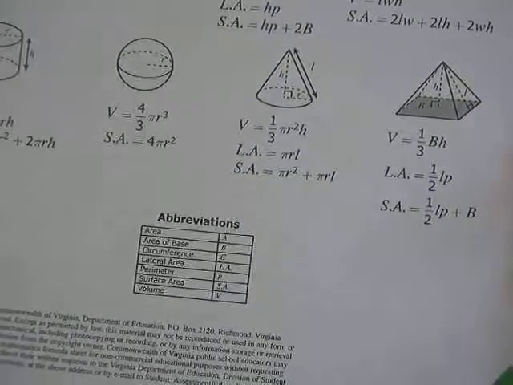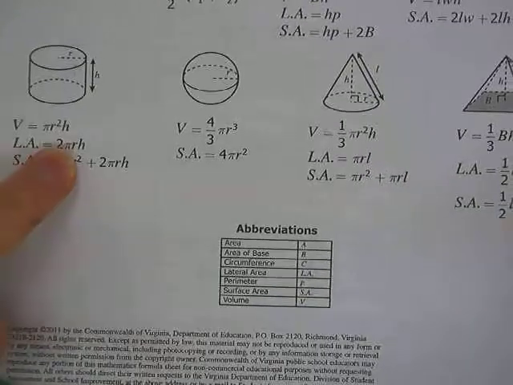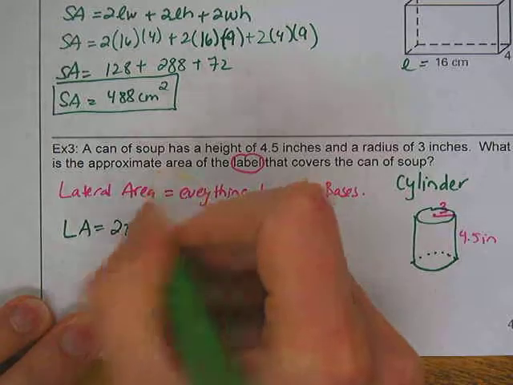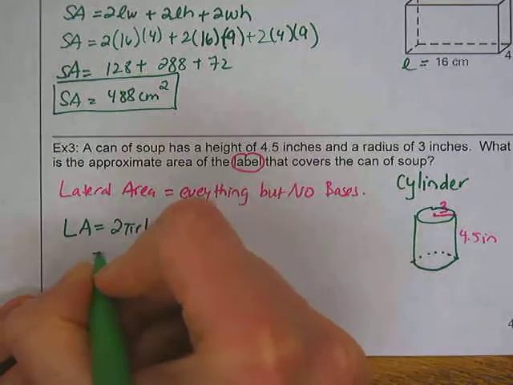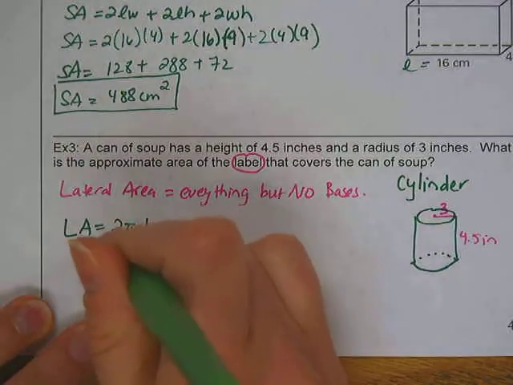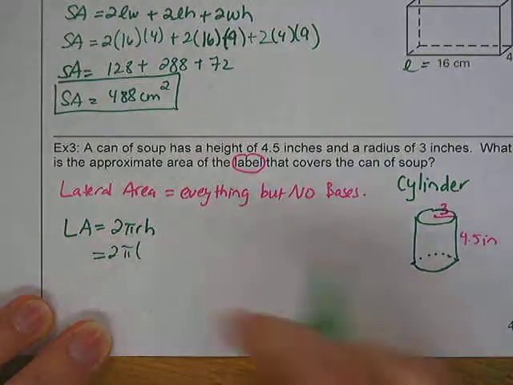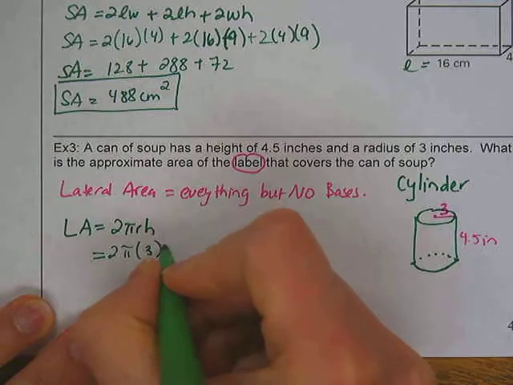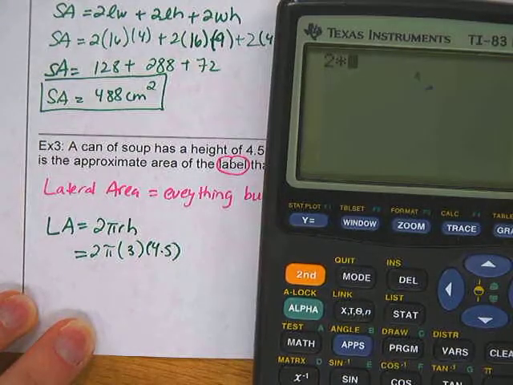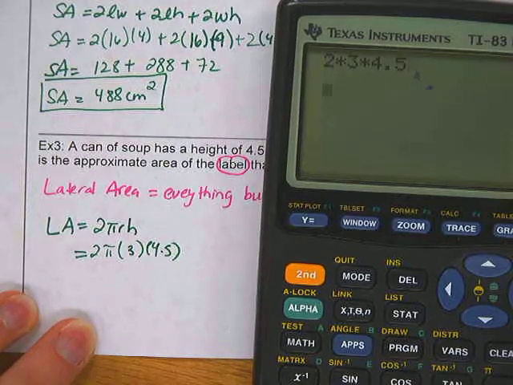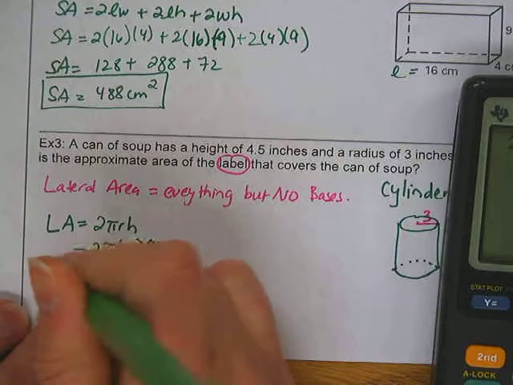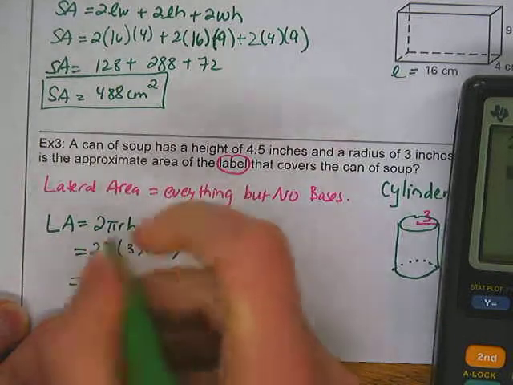So I'm going to write down the formula for the lateral area of a cylinder. If we go back to our formula sheet and copy it down, it's going to be 2 pi R H. Hopefully you just remember what 2 pi R is a formula for. Now the radius is 3 and the height is 4.5. So I'm going to type this in: 2 times 3 times 4.5.